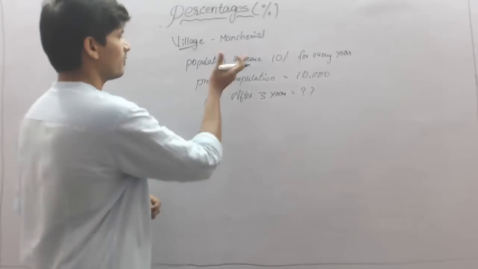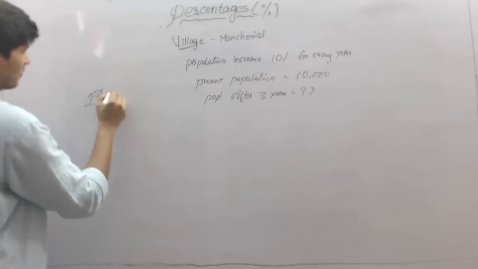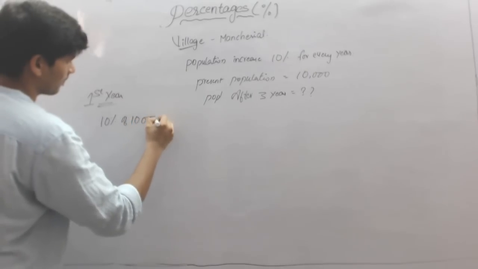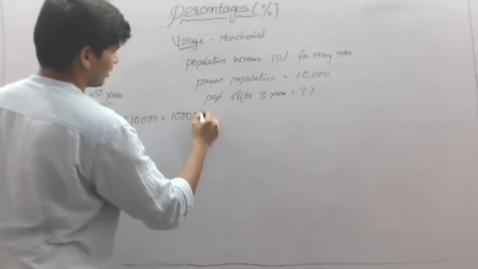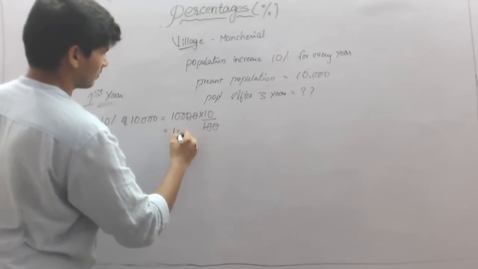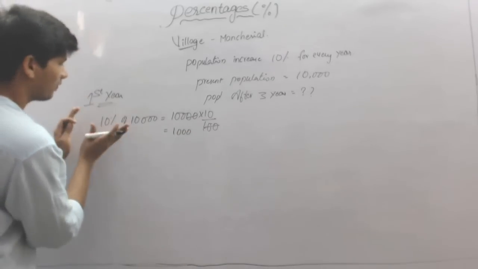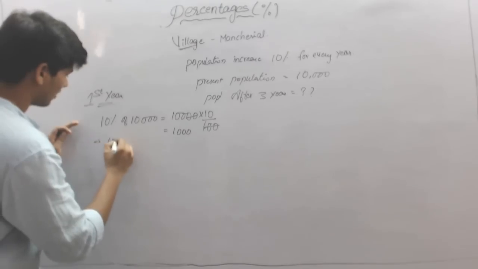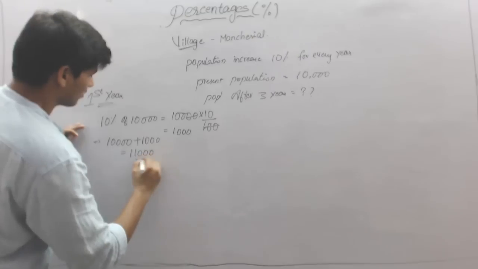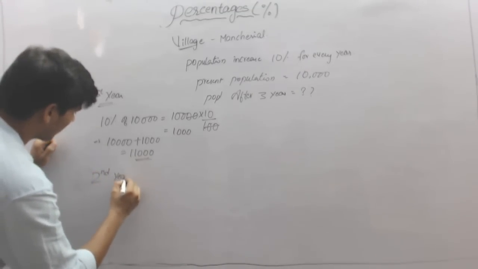How are you going to solve this problem? Very simple. First 10,000. Now 10% increase in the first year. What is 10% of 10,000? That is 10,000 into 10 by 100. That is 1,000. For the first year, the population increased by 1,000 people. Now after 1 year, what will be the population? 10,000 plus 1,000, 11,000. The population after the first year.